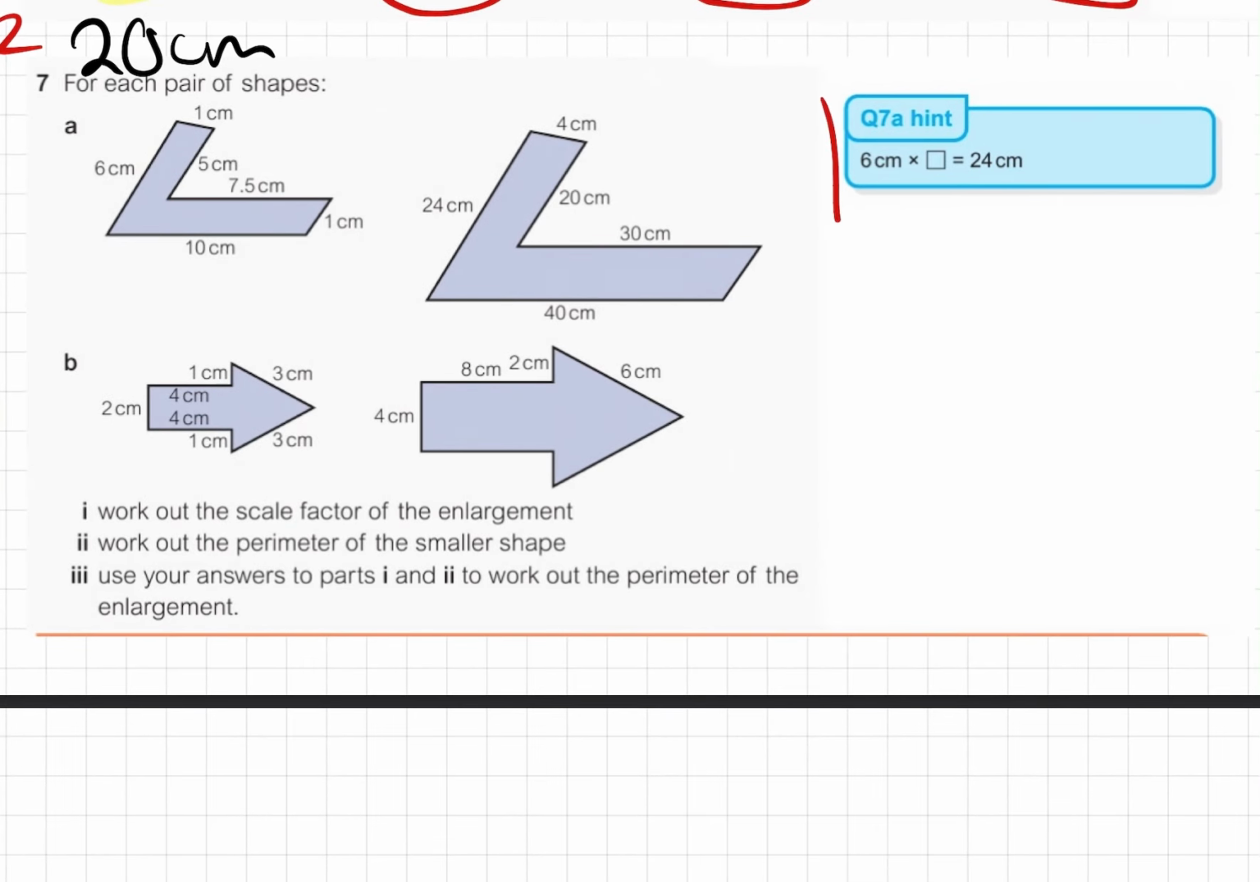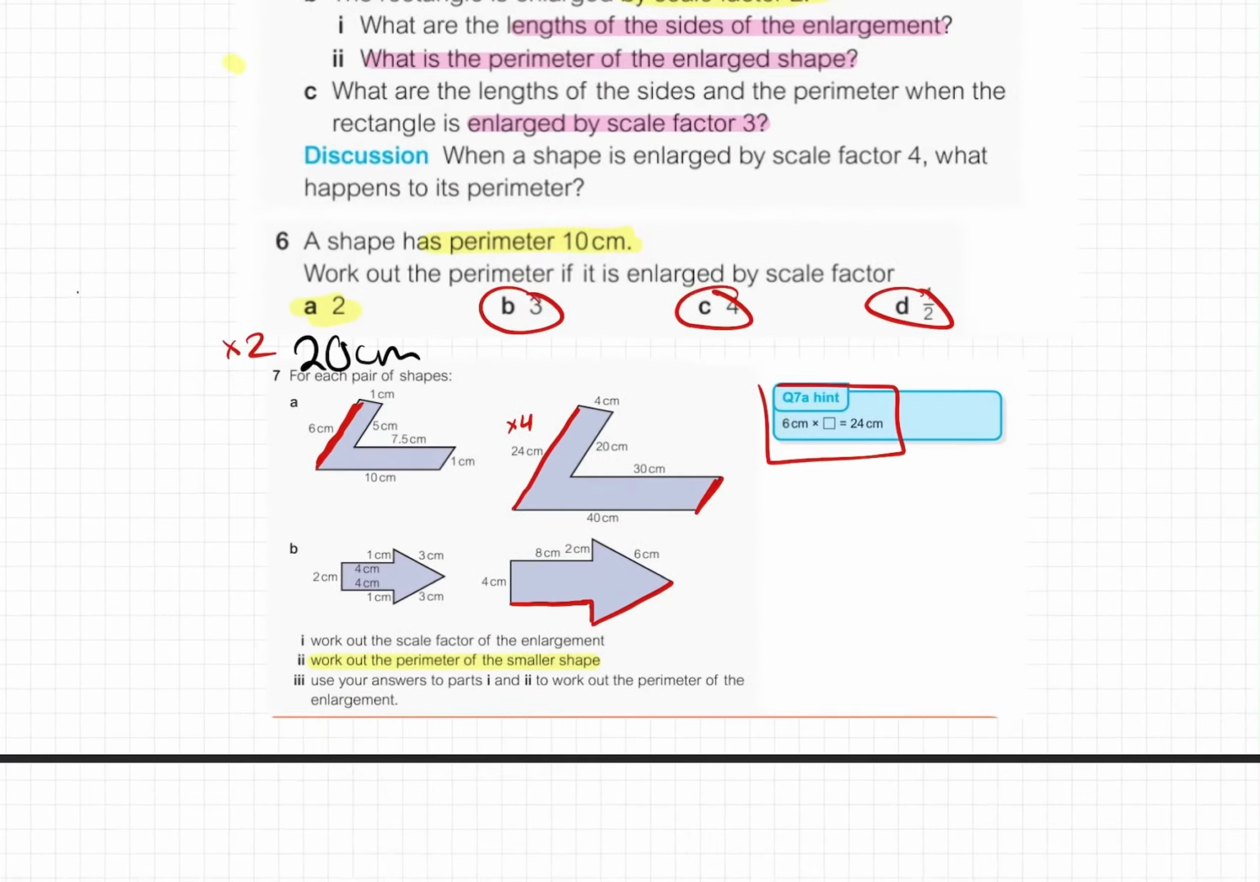Okay, question 7. Again, you've got a little hint here. If this is 6 centimeters, and that's 24, it has to be 4 times as big. I'll leave it there. And what's the perimeter? Find the missing lengths here. If you're stuck, you need to find this missing length, this missing length, and this one, and add them all up. And then I'll give you the answers to self-mark.